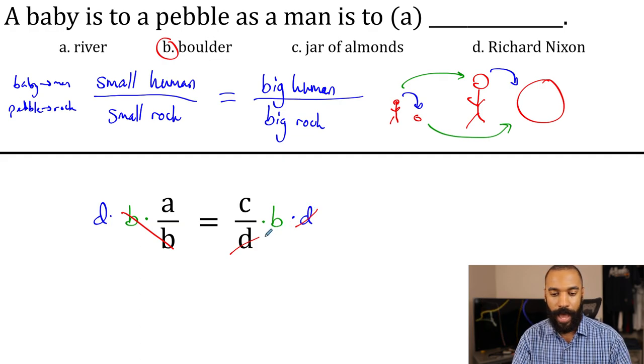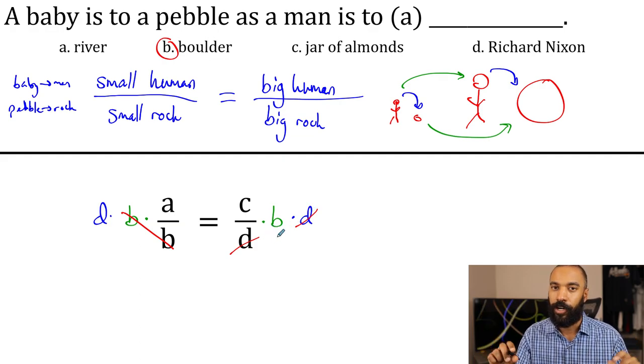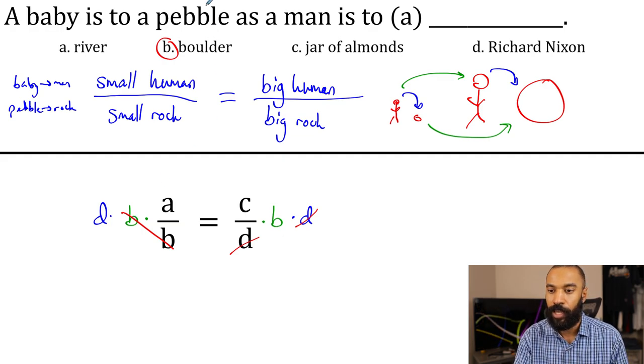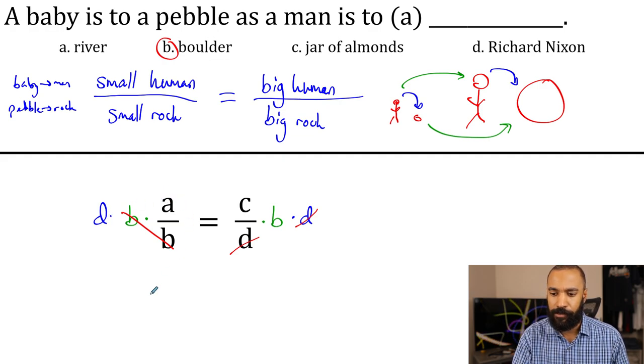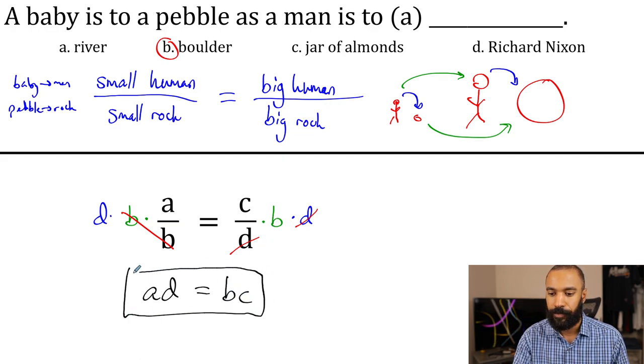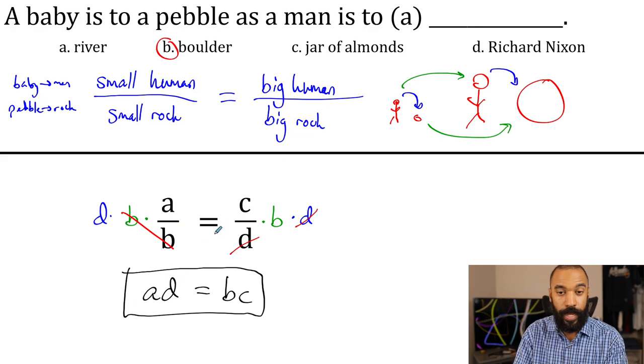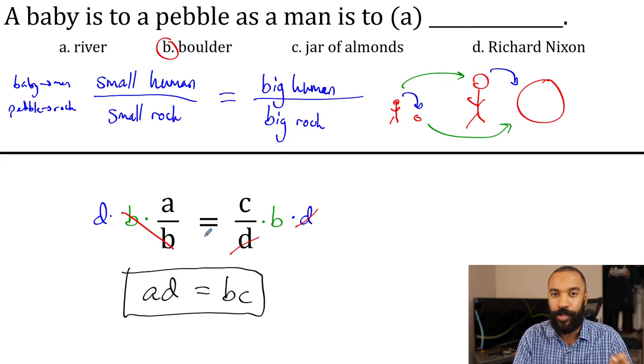And what you have here in this case are no more fractions. There are no more fractions in this thing. All that's left here, and I'm going to rewrite it in kind of an alphabetical form, d times a, or a times d, or ad, equals c times b, or b times c, or bc. This is another way of writing what we have up there, but without fractions.